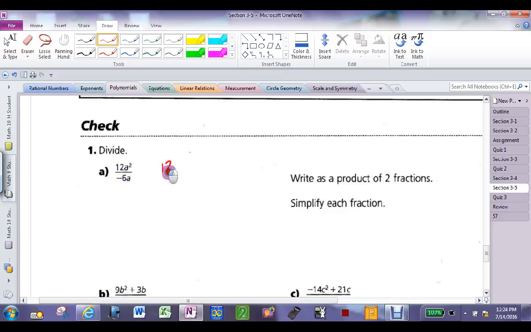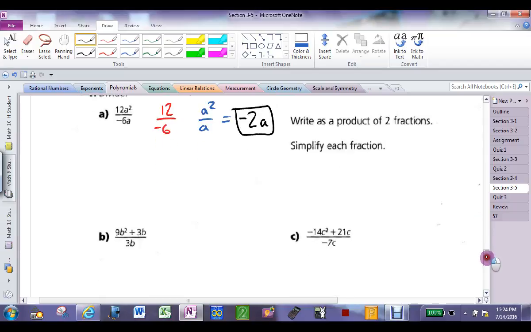I've got 12 over negative 6, because numbers go with numbers, and I've got a squared over a. Letters go with letters. What is 12 divided by negative 6? Negative 2. And a squared over a? Done. Easy peasy, right? Lemon.